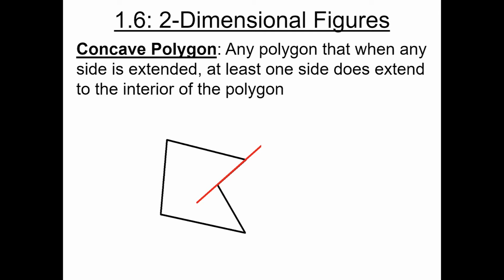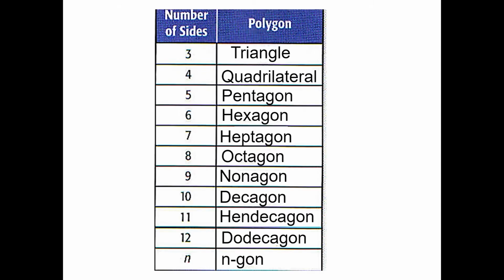So the first classifying of polygons, we want to be able to determine, is this polygon concave or convex? To do that, you can just extend all of the sides and see if you land inside of your polygon or not. The next way to classify your polygons is to look at the number of angles or the number of sides that your polygon has.